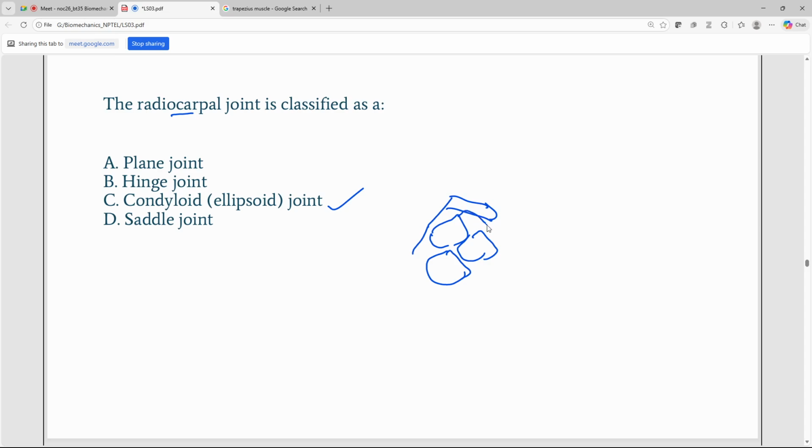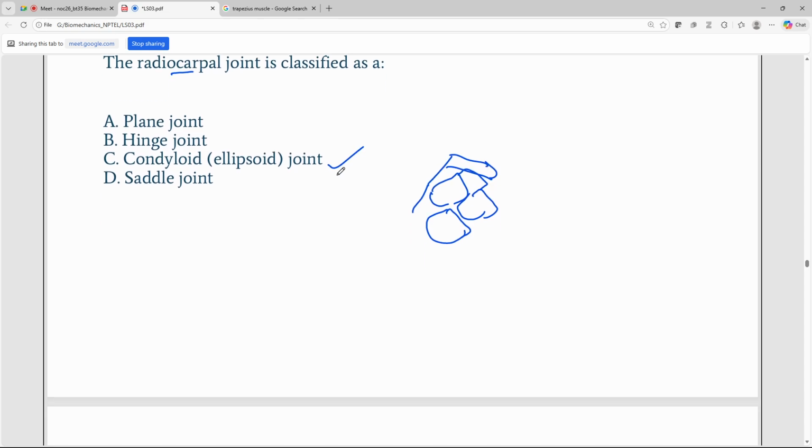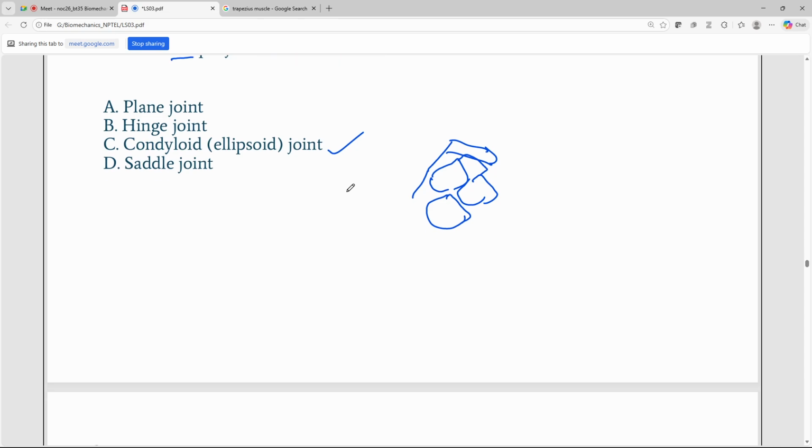These small plate-shaped carpals will be there, and this is how they are connected to the radius. Simply saying, what is the type of wrist joint? Option C, condyloid or ellipsoid joint, is the right answer.